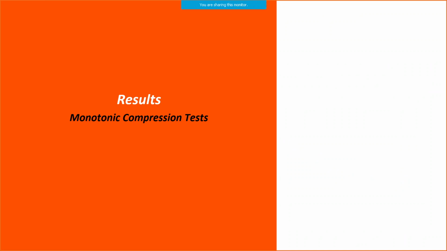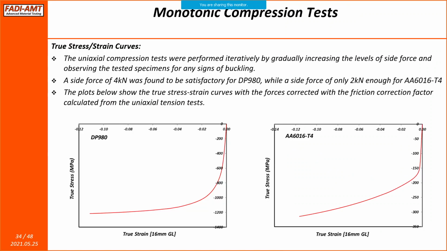The next results are monotonic compression tests. Our target was to achieve compression test strains of over 10%, and we were able to go well beyond that. A side force of 4 kN was found satisfactory for DP980, while only 2 kN was enough for aluminum alloy. So we started with a low force and kept gradually increasing it while monitoring the specimen after the testing for any signs of buckling. That's how we came to these values for the side forces.